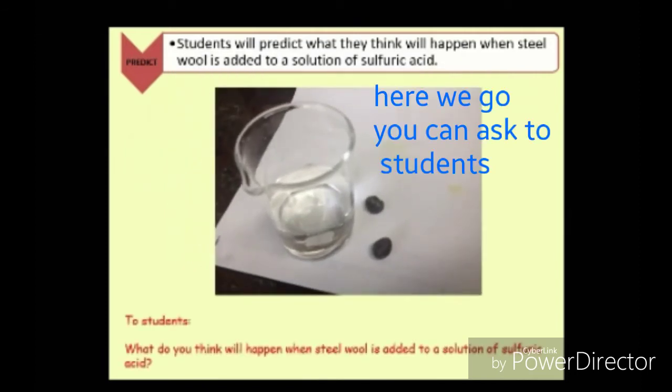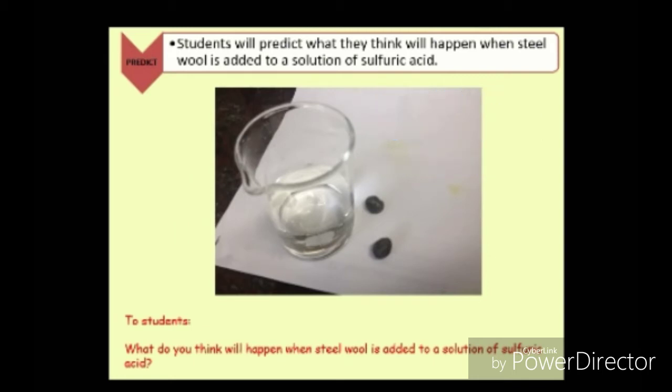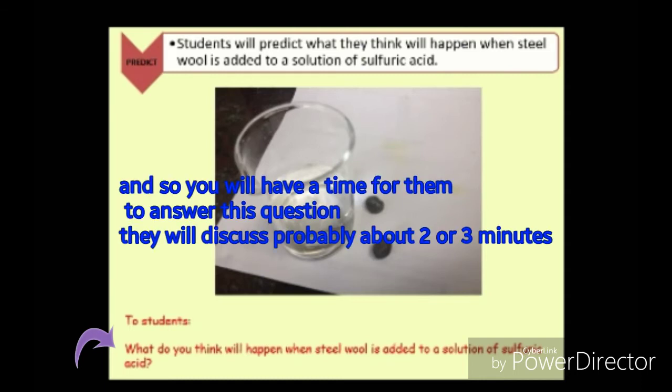You can ask the students, what do you think will happen when steel wool is added to a solution of sulfuric acid? And so you give them time to answer this question. They will probably discuss for about 2-3 minutes.